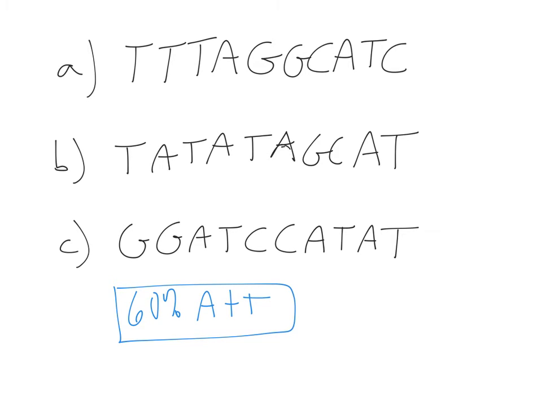So those of you that are counting, what are you doing right now? Help everybody else out. How do we solve this problem? Yeah, you count the number of A's and T's, so there's 6 out of, how long are these? I made them all 10 nucleotides long, so that's 6 out of 10 or 60% A's and T's.